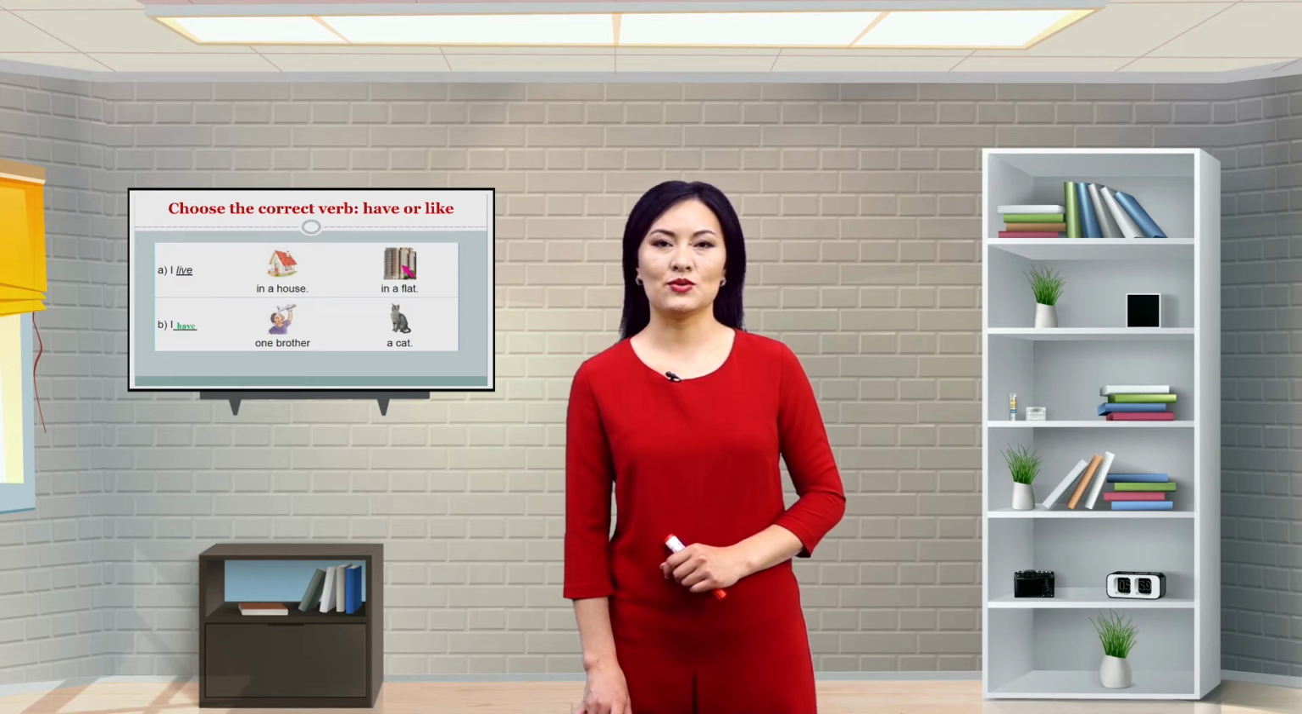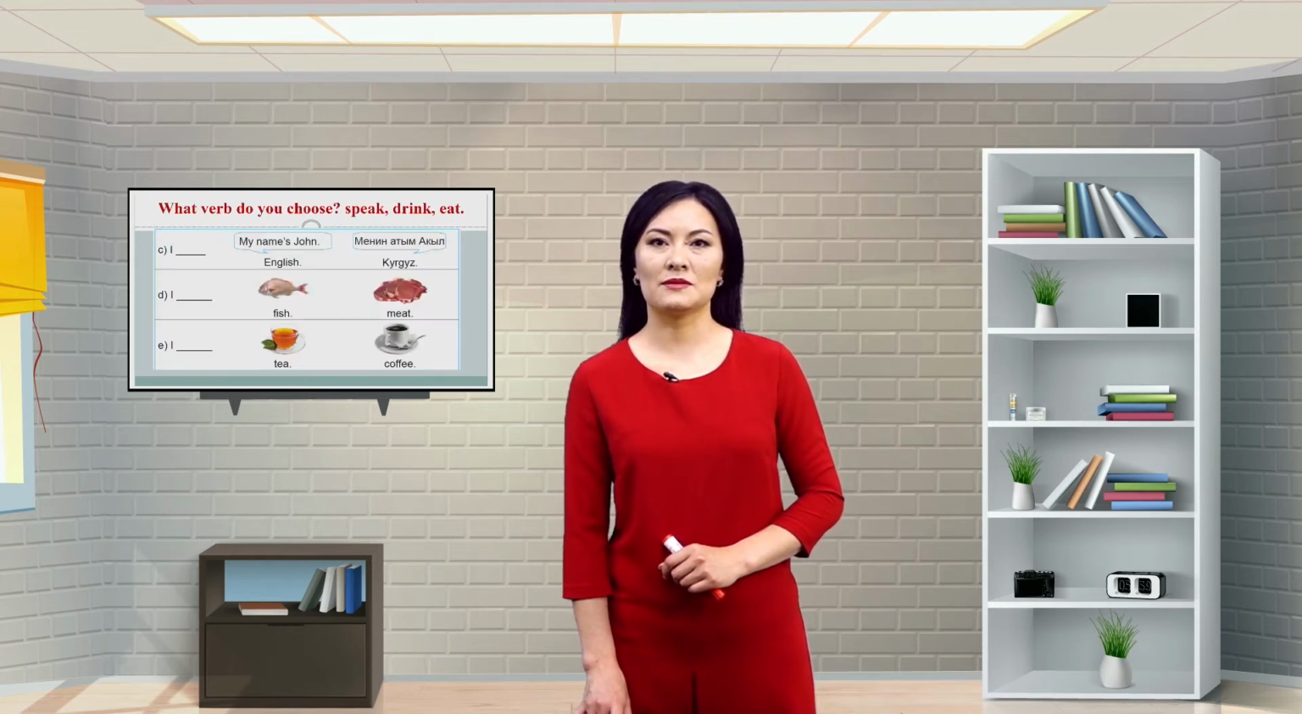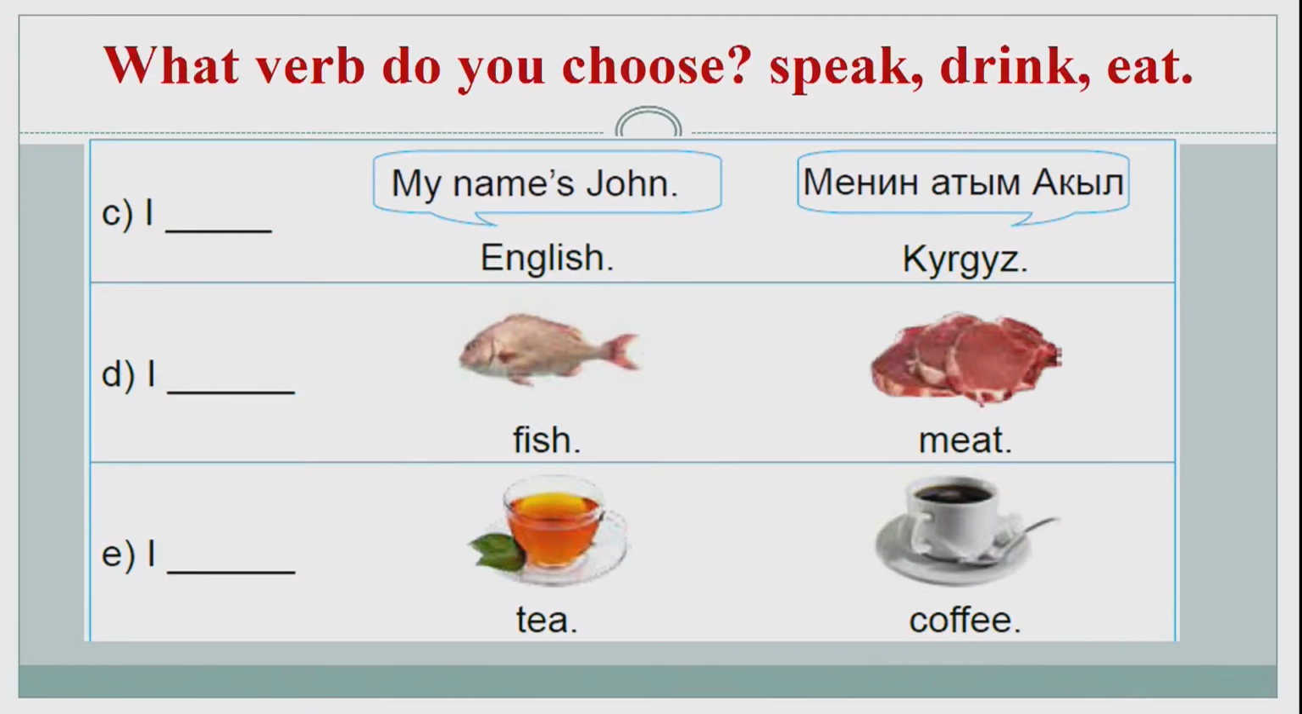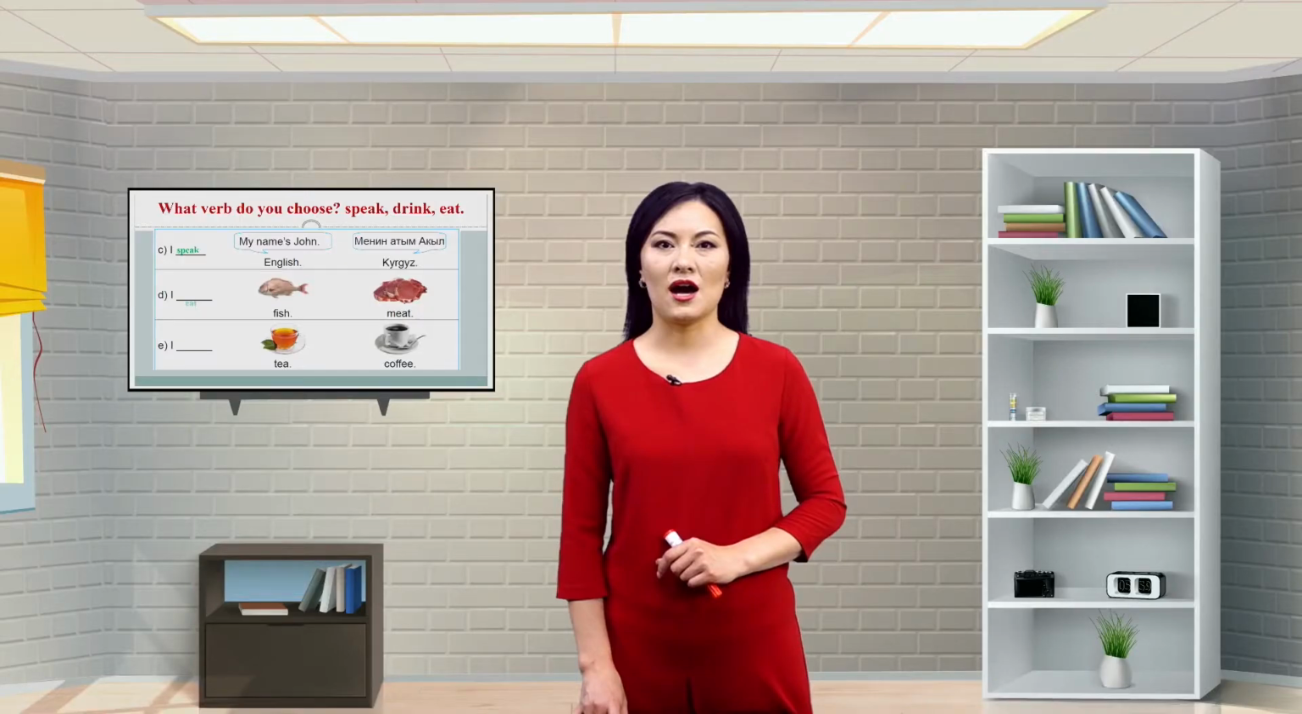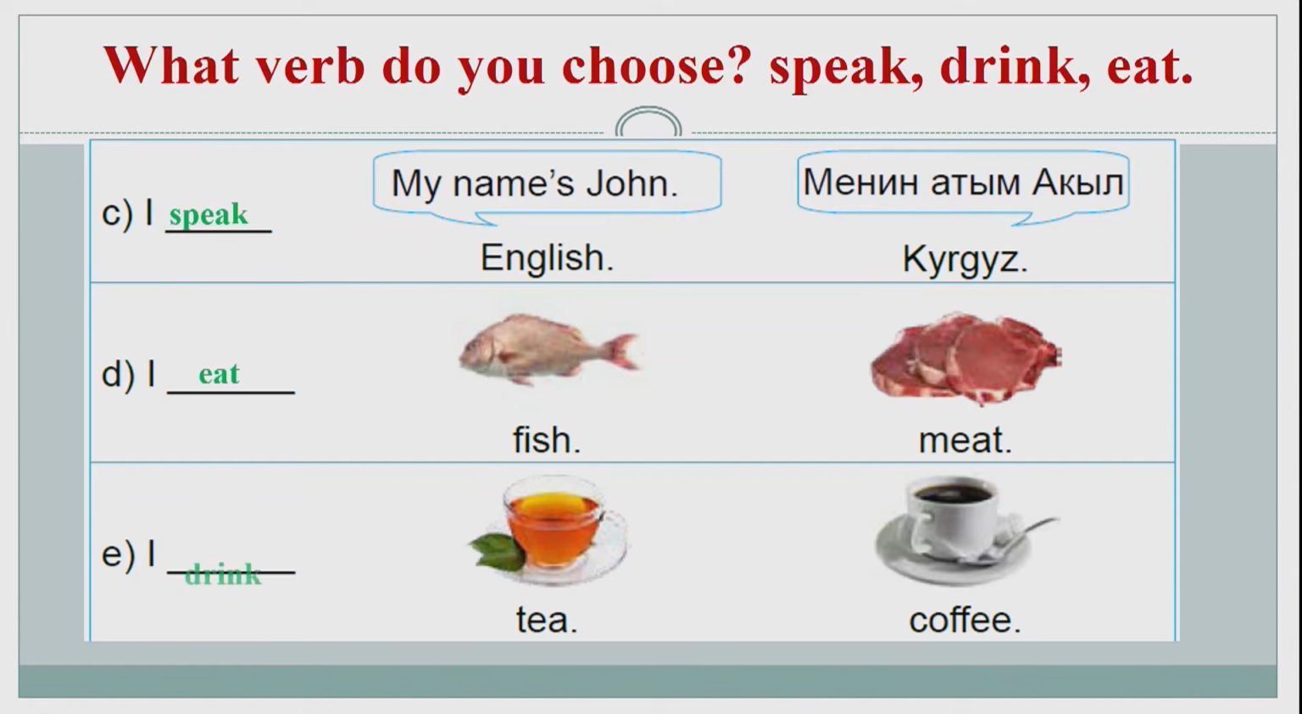Next, choose the correct verb. Speak, drink, eat. I speak English. I speak Kyrgyz. I eat fish. I eat meat. I drink tea. I drink coffee.